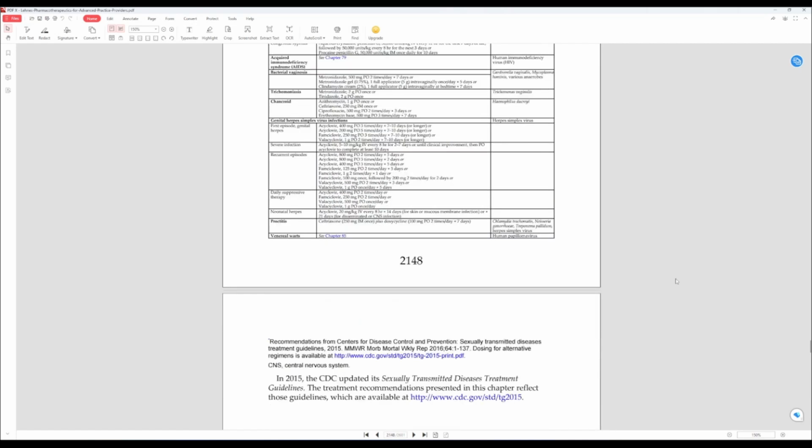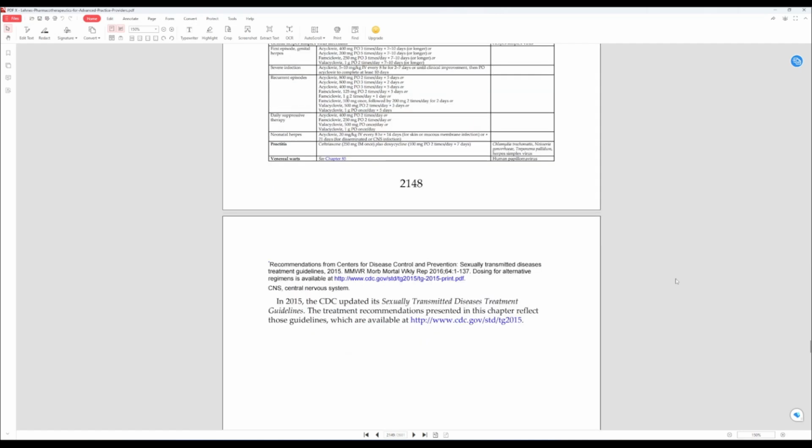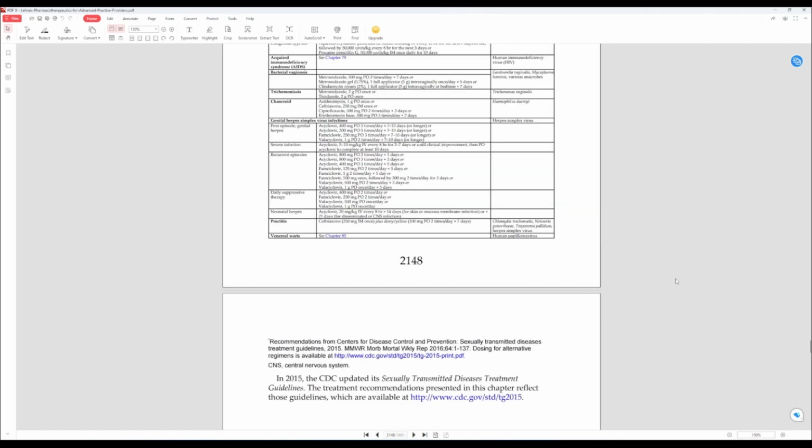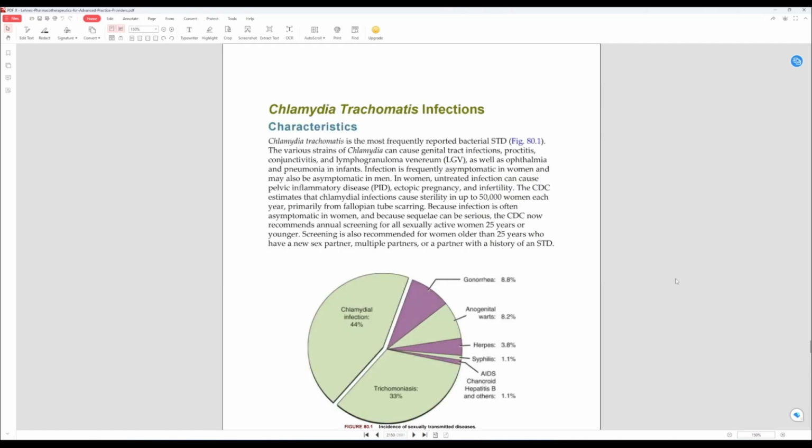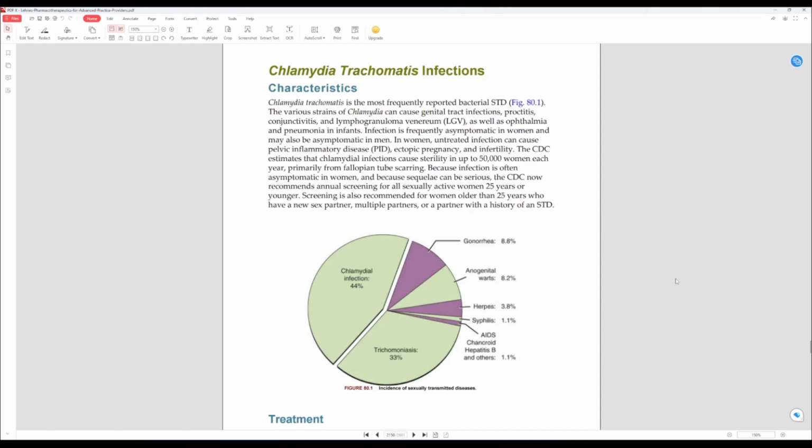So, in 2015, the CDC updated its sexually transmitted disease treatment guidelines. The treatment recommendations presented in this chapter reflect those guidelines. So, let's start with the first STD, chlamydia trachomatis infection.